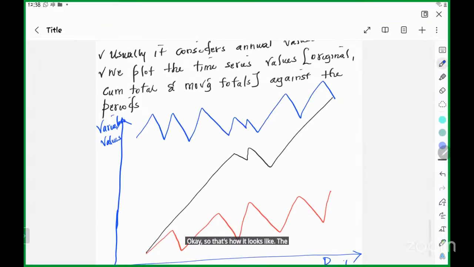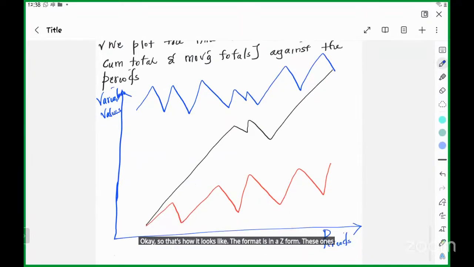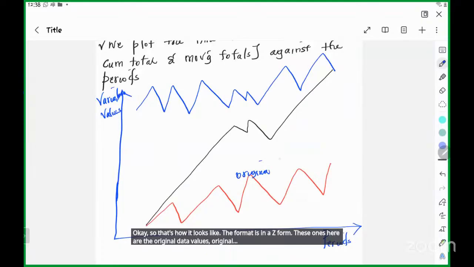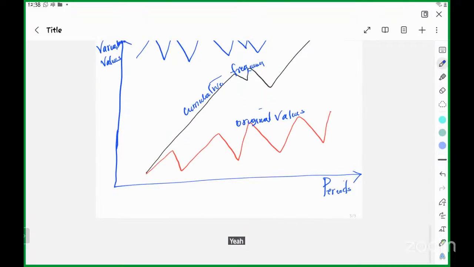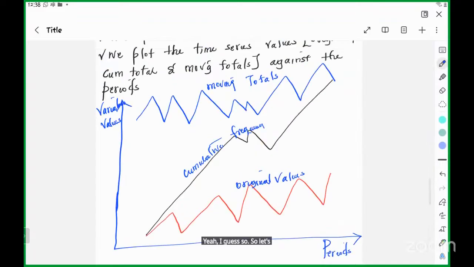The format is in a Z form. These ones here are the original data values. These are the cumulative frequency. And these are the moving totals. Okay. So let's take an example.